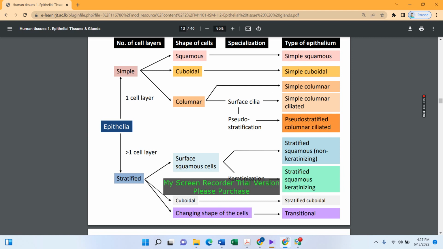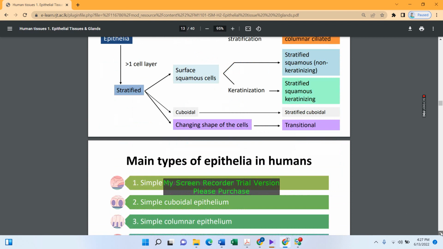And if there is more than one cell layer, we call it stratified. Again there are three types according to shape: squamous, cuboidal, and one where the shape of cells changes. The stratified squamous can be either keratinizing or non-keratinizing. So we have stratified squamous non-keratinizing, stratified squamous keratinizing, and stratified cuboidal. And if the cells change shape, we call it transitional epithelium.